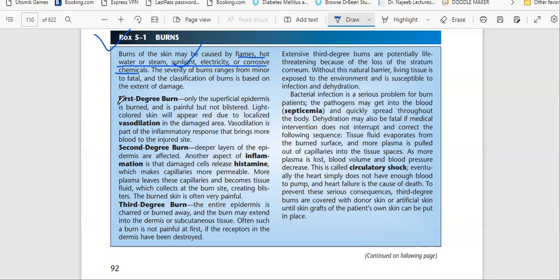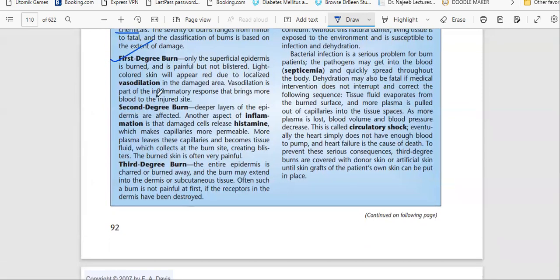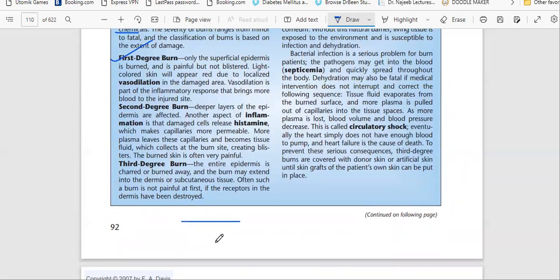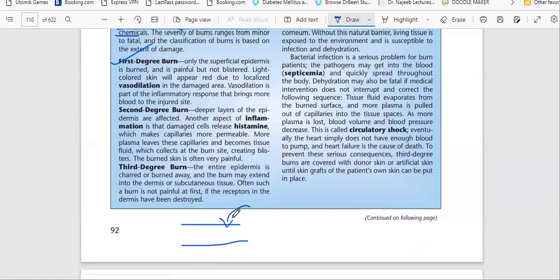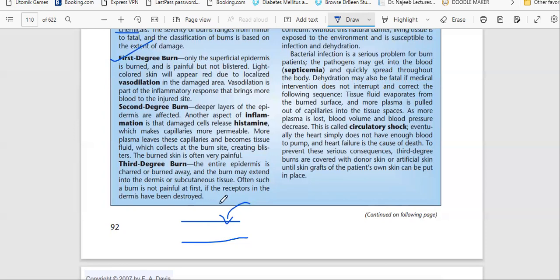What will happen in a first degree burn? Only the superficial epidermis is burned. So whenever hot water gets onto the surface of the skin, the first layer burns. Here it is painful. Why do you have pain? Can anyone answer this question? Why do we have the pain? The hot water gets onto our hands, especially on the epidermis layer. So we have pain.